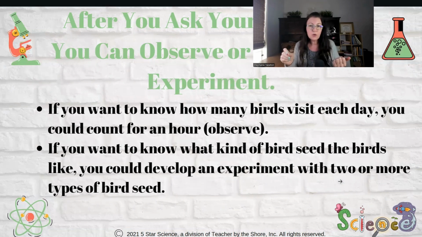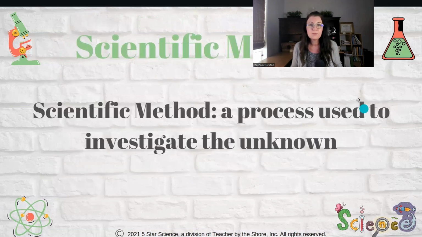Or another way to record what the birds like best is by weighing the bird seed at the end of the day. If they ate more of this one, it's going to weigh less. If they ate less of this one, it's going to weigh more. So there's different ways to record data, but that is an experiment because you're comparing 2 things. So you can either do observational research or experimental research with the scientific method.